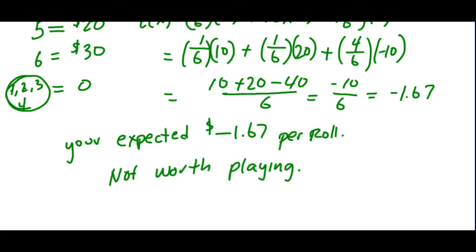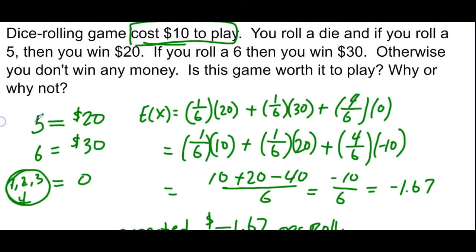Alright, so here's the thing. The most important part is this: you have to subtract the cost, the amount that you pay. If you pay $10 to play, you have to subtract that from the winnings. So you could have won $20, but you already paid $10, so you actually win only $10.